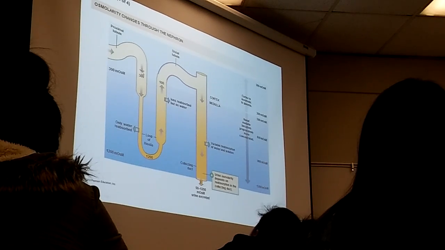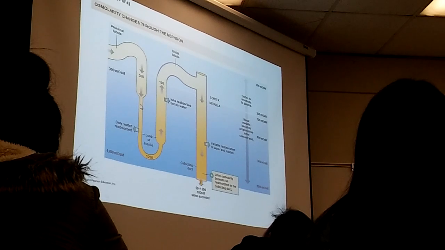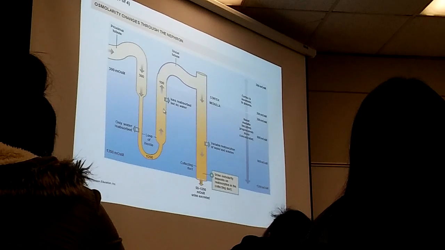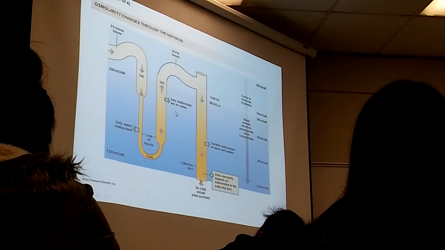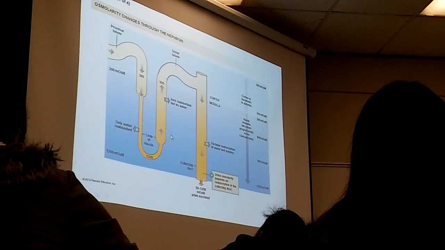Okay, so we have an isoosmotic filtrate as it enters into the descending loop of Henle. The descending loop of Henle is permeable only to water but not to salt. Meanwhile, over here in the ascending loop of Henle, there has been active transport, lots of active transport of sodium, chloride, and potassium. And it stays here in the interstitium.